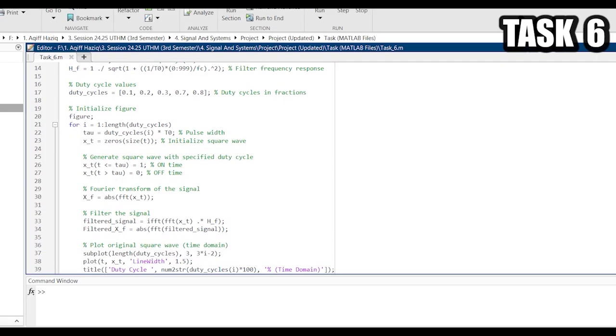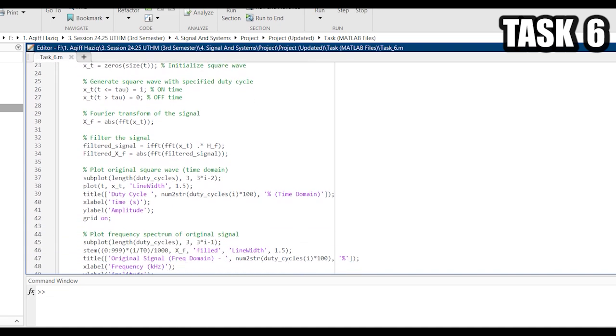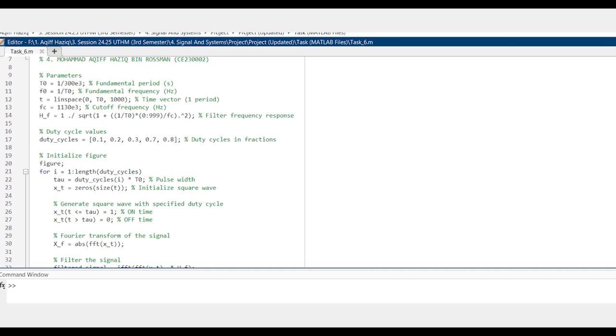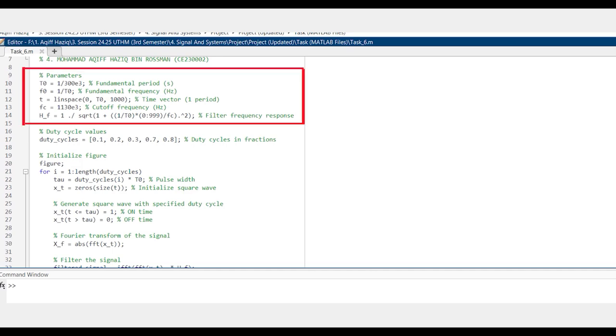I'll explain this MATLAB code, which analyzes square waves with different duty cycles and their behavior after low-pass filtering. First, the fundamental parameters are defined, including the period t0, frequency f0, and the time vector t. The cutoff frequency of the filter Fc is also specified. The filter's frequency response is calculated using the formula for an RC low-pass filter.